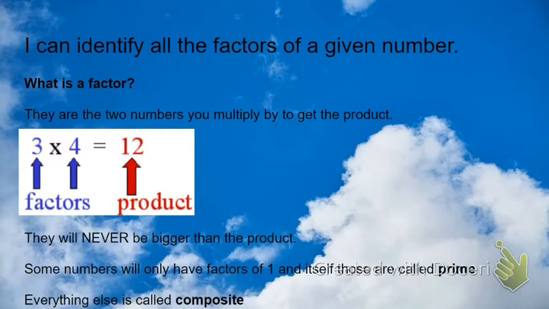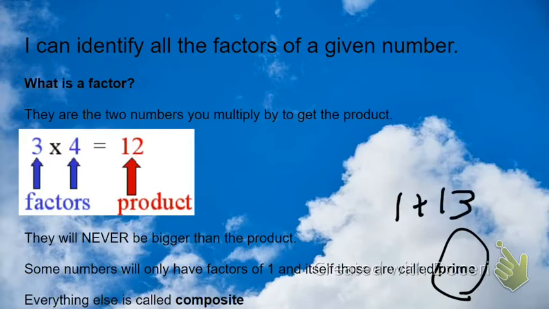Two words to note and make sure that you have locked away in your brain are the words prime. And an example of a prime number would be 13. It's an example of a prime number because the only factors it has are 1 and 13, because those are the only 2 numbers you can multiply together to get 13.